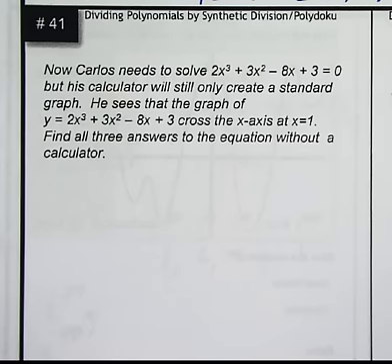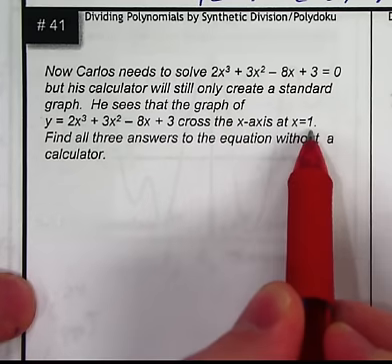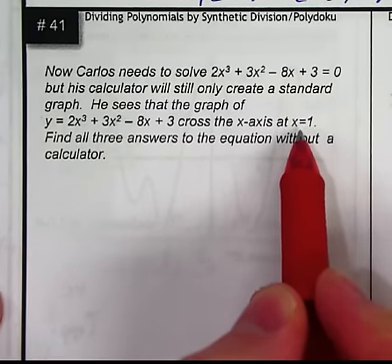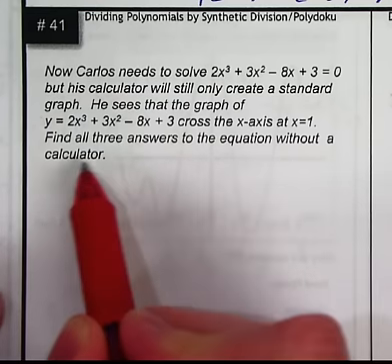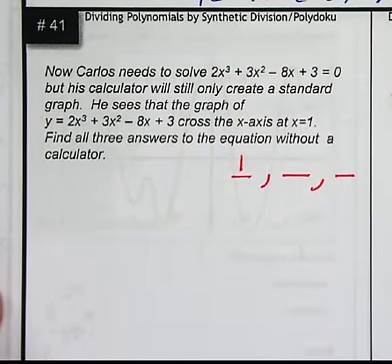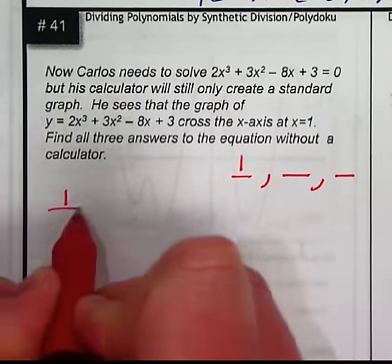In this case, for this question, we've got 2x cubed plus 3x squared minus 8x plus 3 and it crosses at 1. That means 1 is one of the roots. So if I need to find all three answers to the equation without a calculator, I know I've got 1 and then I need 2 more. To find the other two roots, one method is synthetic division, so I know 1 works. I put that in the root box.